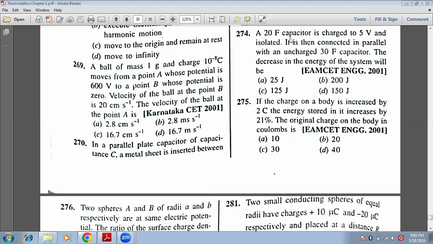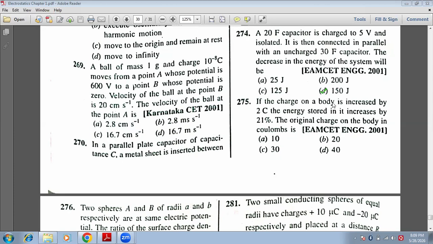A 20 farad capacitor is charged to 5 volt and isolated. It is then connected in parallel with an uncharged 30 farad capacitor. The decrease in the energy of the system will be option A 25 joule, option B 200 joule, option C 125 joule, option D 150 joule. Correct answer option D 150 joule.